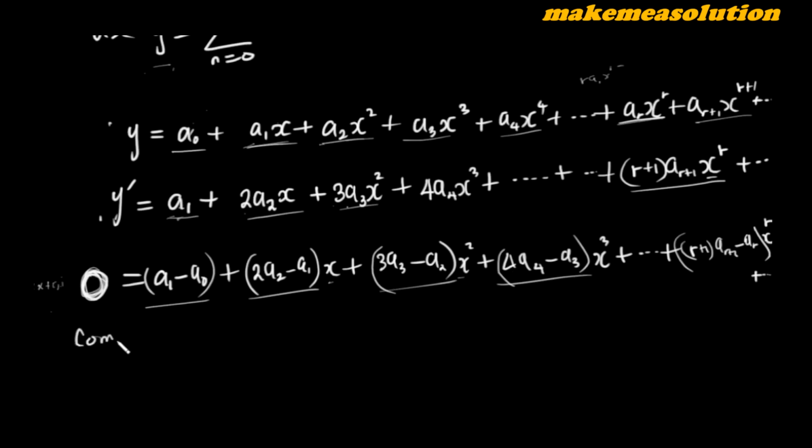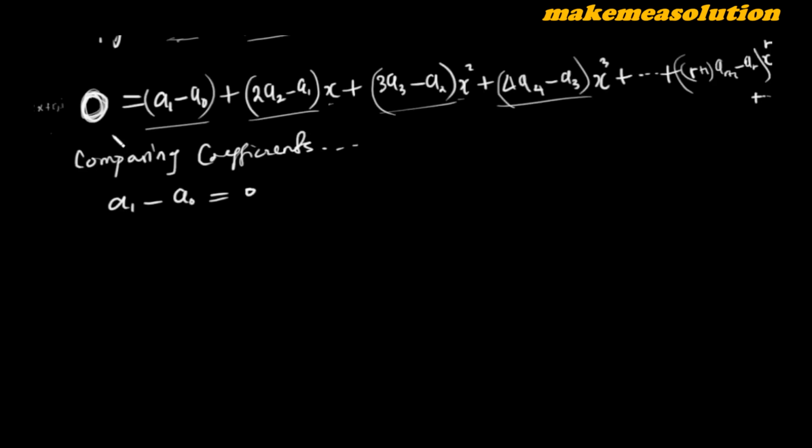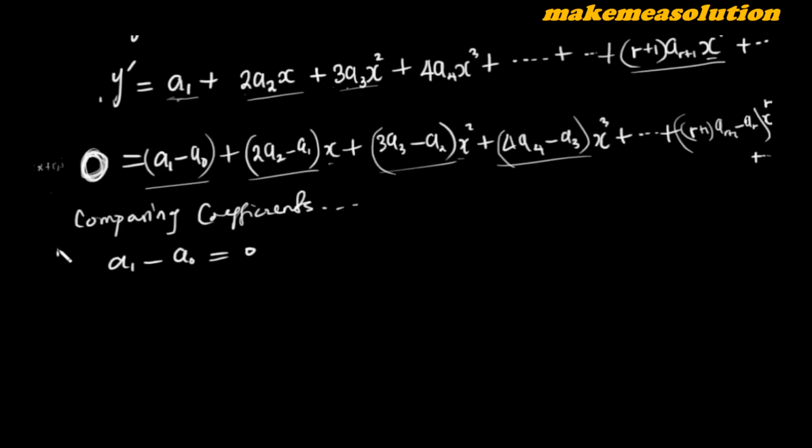So comparing coefficients, we are going to discover that a1 minus a0 is equal to 0. That's for the constant term. So when we compare terms in x, we will find out that, of course, 2a2 minus a1 is also going to be 0, because on the left hand side the coefficient of x is 0. We can't really see it, but it's there.